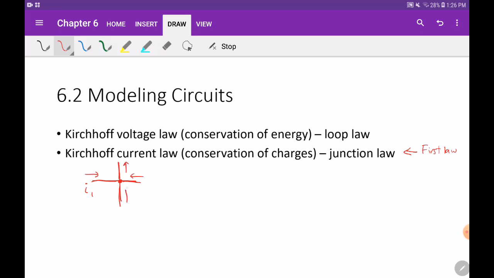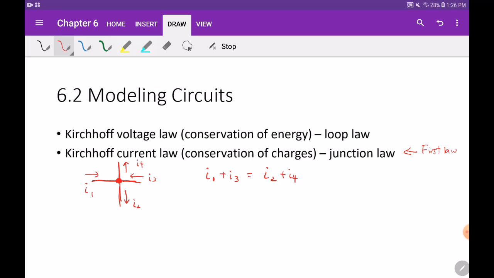So let's try this. Let's say you have I1, I2, I3, and I4. In that case, the current that goes into this node, I1 plus I3, must be equal to I2 plus I4. This is the junction law.